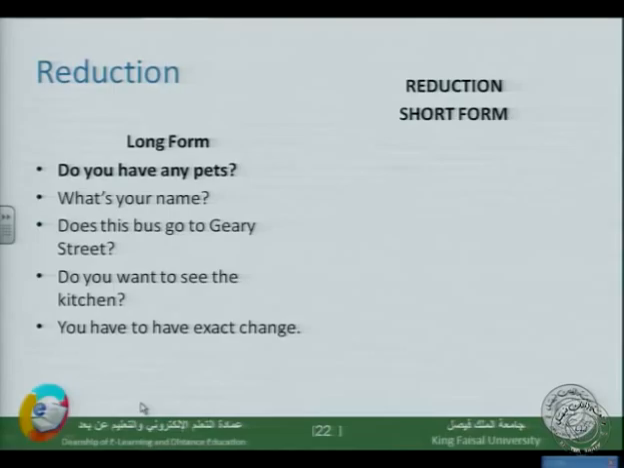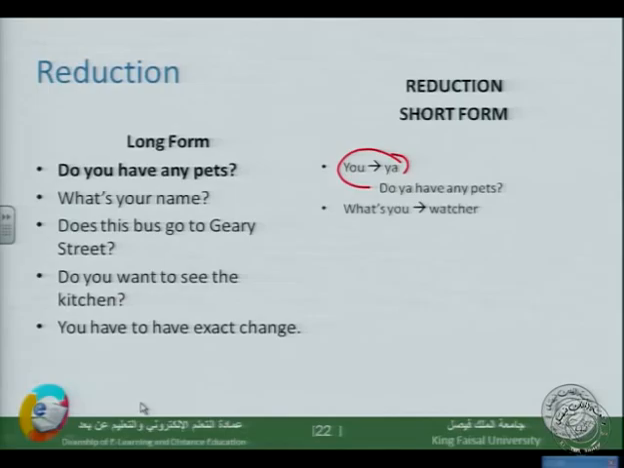In the reductions forms also, we have talked about the reductions a lot in the first chapter, in the second, in the third, and in the fourth chapter. And here we have an example of all we have said about reductions. For example, do you have any pets? What is the reduction or the short form of this first sentence? You, it should become like yeah. Do you have any pets?